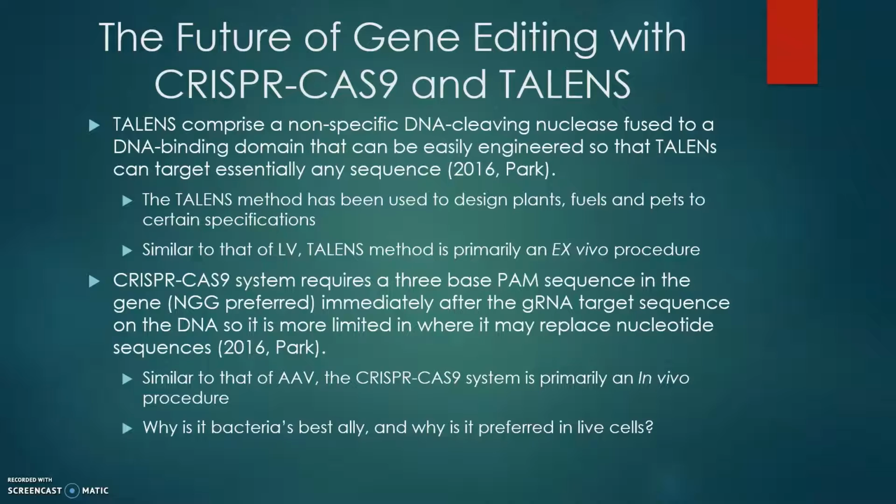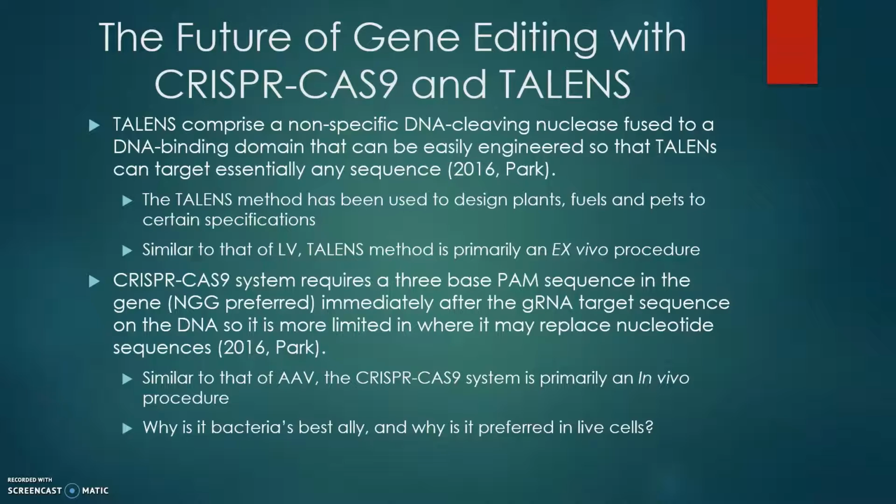But similar to the AAV, the CRISPR-Cas9 system is primarily an in vivo procedure, so it's just injected into the targeted area. CRISPR offers a more widespread and efficient form of cleavage, as it's guided by the Cas9 enzyme, whereas TALENs is, like I said, just much more specific in its target. But CRISPR-Cas9 definitely is the front runner for gene therapy, being the easiest to administer, usually just through a simple injection.